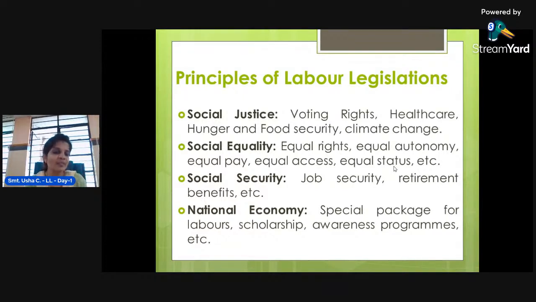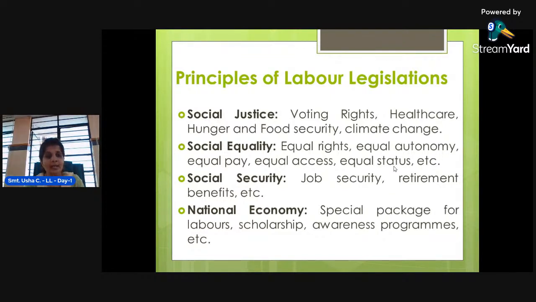They are giving preference to the employees to purchase shares of the organization, so that when they purchase shares of the organization, they will get a vote. They will become the owners. When they become owners, definitely they'll get voting rights, right? So they will also be part of the organization. So this is called social justice.